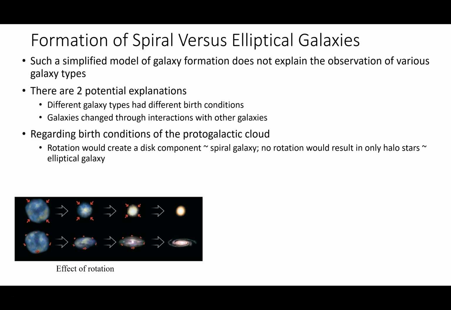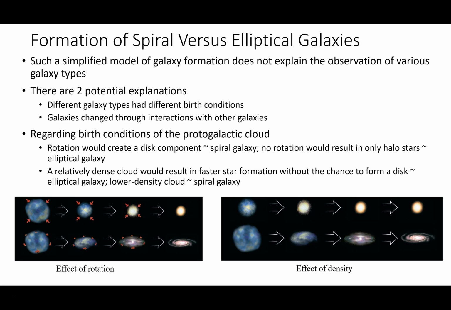A spiral. Yep, it could be a spiral or a barred spiral for now. What do you think about this one? Elliptical, yep. So what this is saying is that if there was rotation in that protogalactic cloud, it would tend to give us a spiral. No rotation tends to give us a blob, an elliptical.